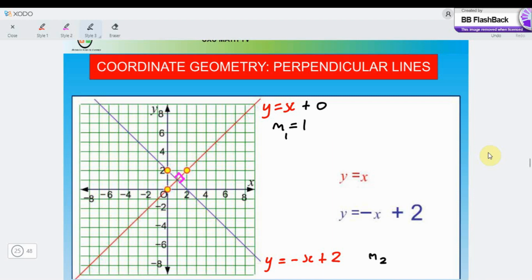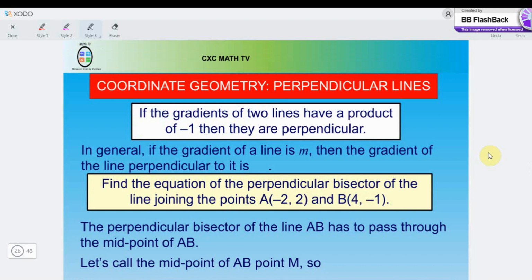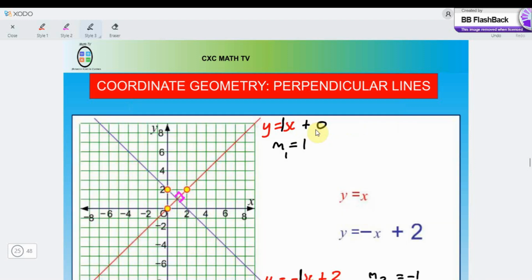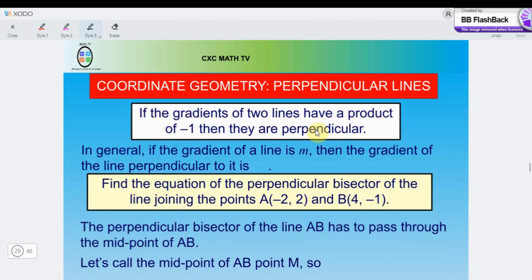The gradient of the line in blue down here is negative 1. Notice the coefficient of the x is 1. The coefficient of the x here is negative 1. So notice the gradient of here is 1 and the gradient of here is negative 1. So what's our conclusion? If the gradients of two lines have a product of negative 1, then they're perpendicular. Notice when you multiplied 1 times negative 1, you get negative 1. So if you multiply the gradient of two lines and you get negative 1, then the two lines are perpendicular.